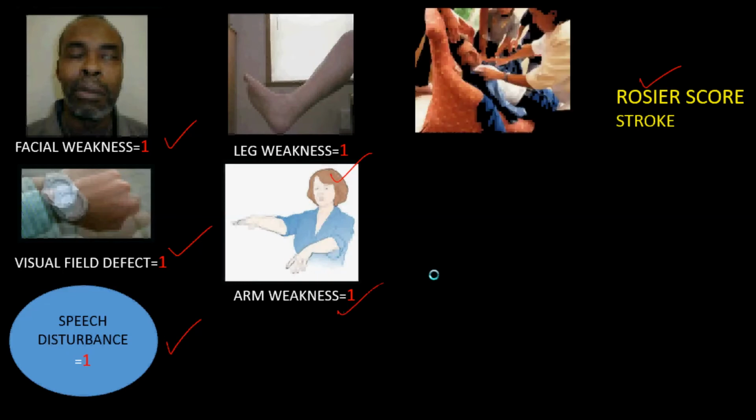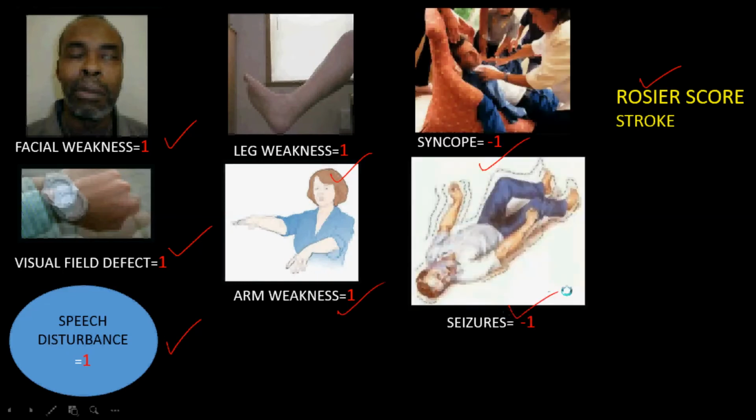Arm weakness is given 1 point, and any history of syncope you subtract 1 point, and if any seizure occurred, then you subtract 1 point. If you have a Rosier score which is even 1 or greater than 0, it is significant.